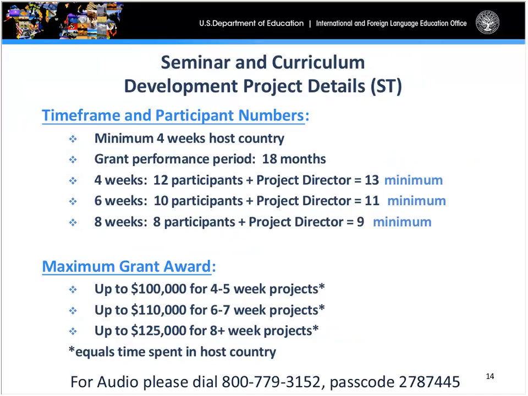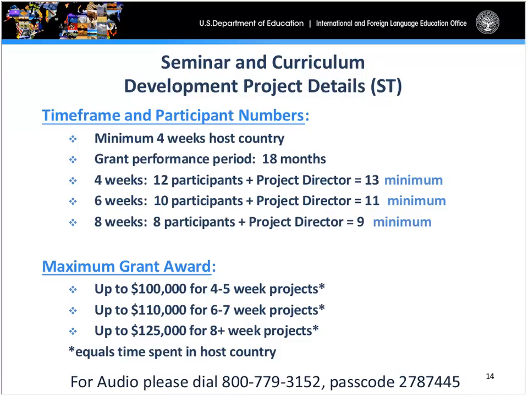So just going back, you can see the seminar and the curriculum are the same in this regard. Both of them require a minimum of 4 weeks in the host country. The grant performance period is the amount of time you have from the date that you're awarded to complete everything. So your pre-departure, in-country, and follow-up or post-departure activities, and I know these terms may seem a little abstract and we're going to talk about those later, all have to be completed within this 18-month period. So that's the grant performance period. So it's a minimum of 4 weeks in a host country.